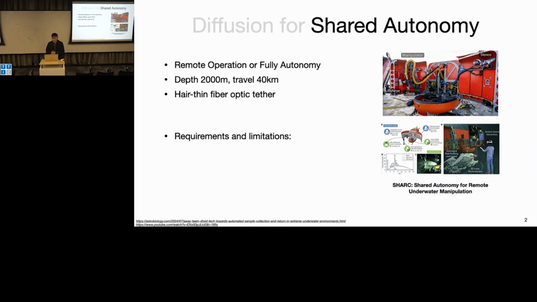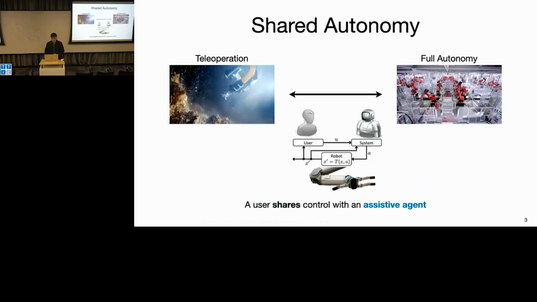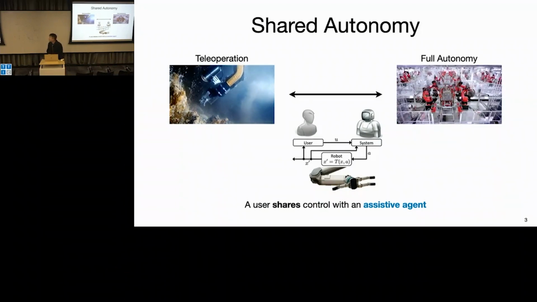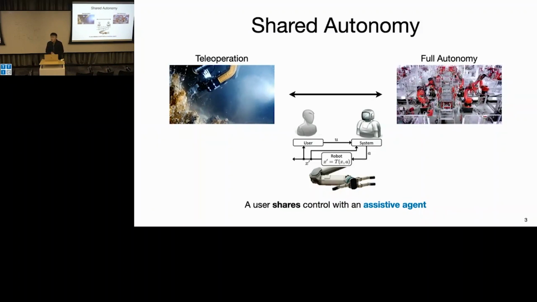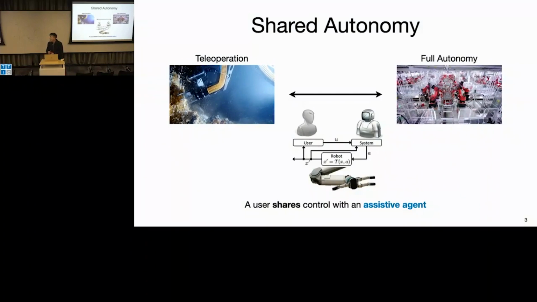But there are some limitations for this big machine. First, to run it for 1 day, it will take over $50,000. And the time to train the staff and the scientists to work on this ship usually takes months and years. And the space is limited, the ship is not as big as you think, so it will limit the number of participants. We were thinking about whether we can find something in the middle between fully teleoperation and fully autonomy. Whether we can let a user share the control with the robot assistant agent for some very hard operation tasks.